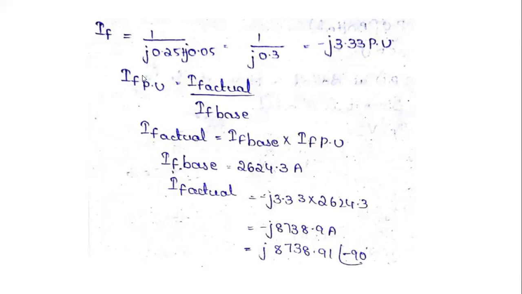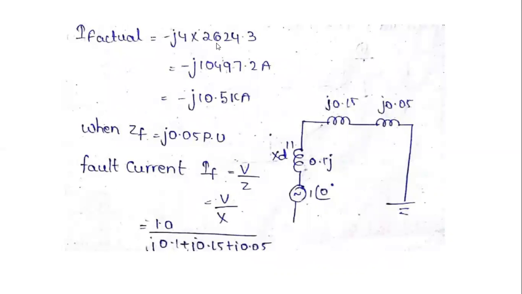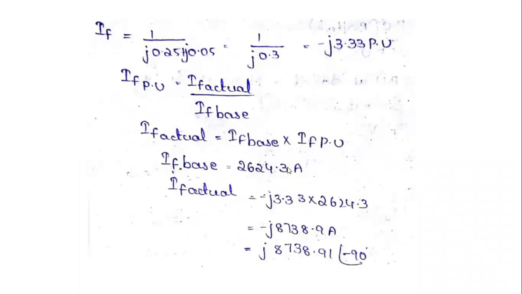Then we calculate the IF per unit value. What is the formula for per unit current? Actual current by base current. Per unit equals actual current by base current. What is the actual current formula? Base value into per unit value. Therefore, this is the IF base value. That will be calculated by using MVA and kVA rating by √3. This is the IF base.